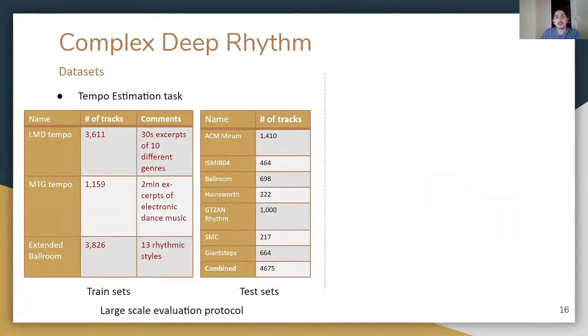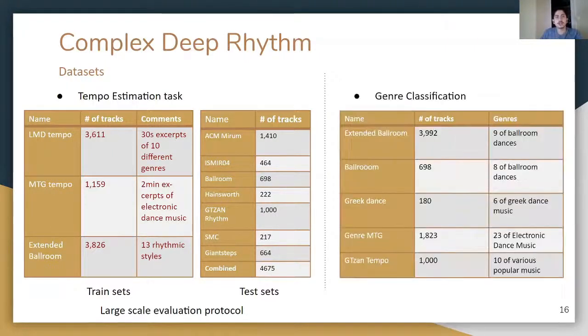We evaluate this method according to the same protocol as for deep rhythm. For tempo estimation, we use a large-scale evaluation protocol using 3 large datasets as train sets and 7 datasets and the combination of them combined as test sets. The 3 large datasets are composed of various rhythm-oriented genres, from ballroom dances to EDM music, and also to popular music. For genre classification, to ensure a reliable evaluation, we use a tenfold cross-validation on 5 different datasets independently.